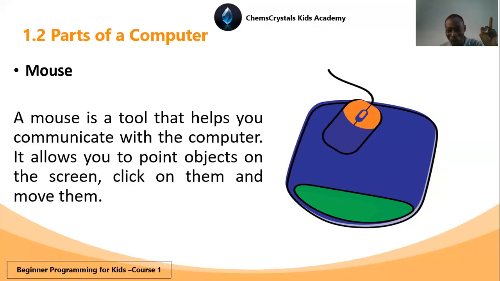The what? The keyboard. Very good. And now we've learned about what? The mouse. That makes it what? 3. Very good. Now we're going to talk about the next.